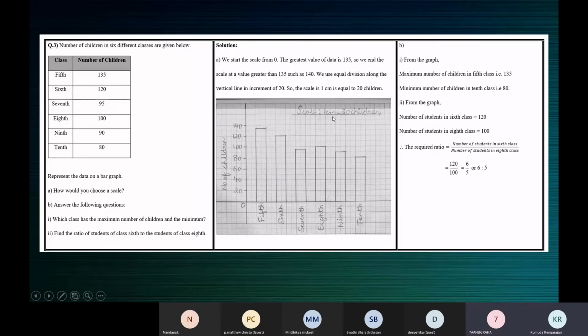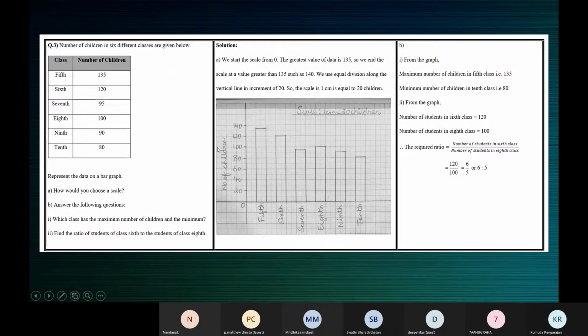Ma'am, can I tell? 1 centimeter is equal to 5 children? No. Yes, Anugraha? Ma'am, 10, ma'am. Yeah, 10 is also fine. Ma'am, 20 will do, ma'am, because all the numbers are mostly divisible by 20. Yeah, 20 is also good. We can't say that 20 is the correct one. There's nothing like a perfect scale. You can take 10. 10 is fine. 20 looks ideal for me.